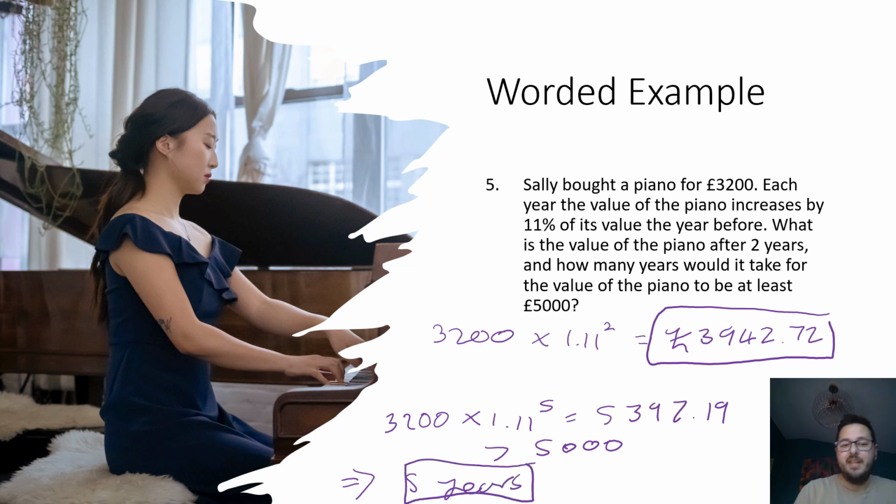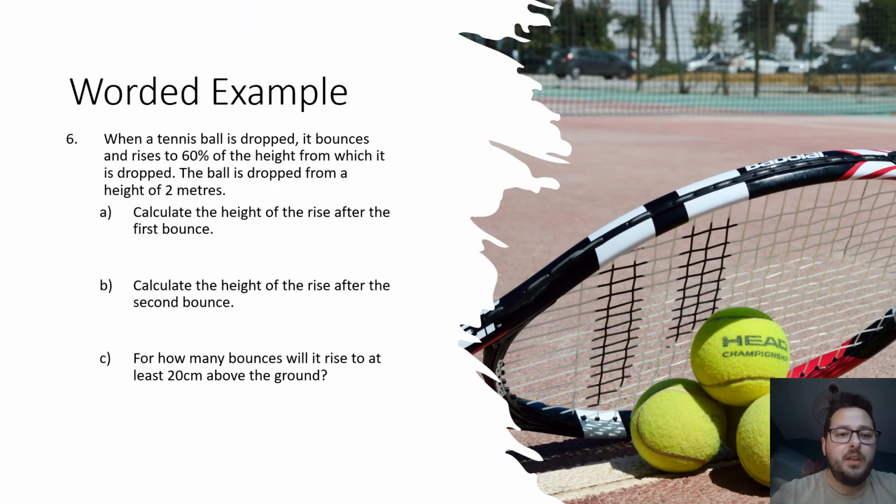All right then, and let's finally finish off with one more question. So this says that when a tennis ball is dropped, it bounces and rises to 60% of its original height from when it was dropped. The ball is dropped from a height of 2 meters. Calculate the height of the rise after the first bounce.